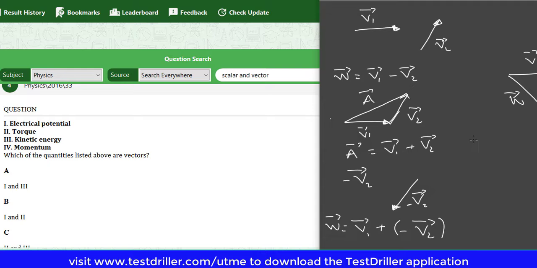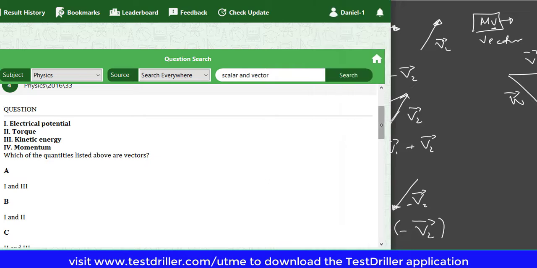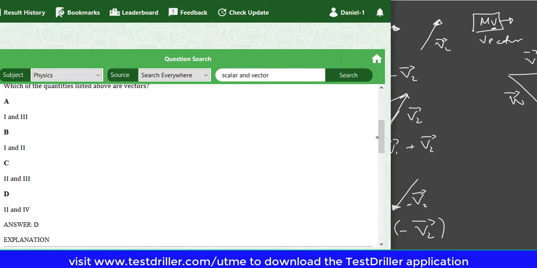We've talked about that. Then momentum is velocity times mass, right? Mass times velocity, that's momentum. So since you have velocity multiplied by a mass, there's a sense of direction. And because there's a sense of direction, it is a vector quantity. So we can say that II and IV, which is torque and momentum, are vector quantities. So that makes option D the right option.